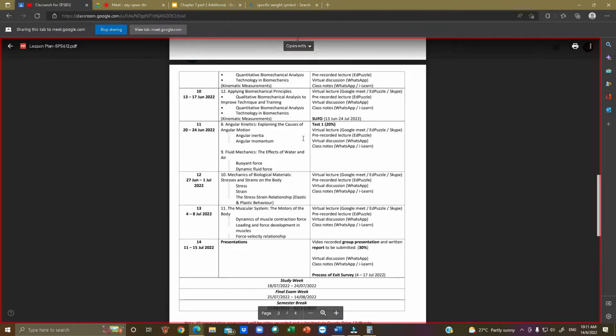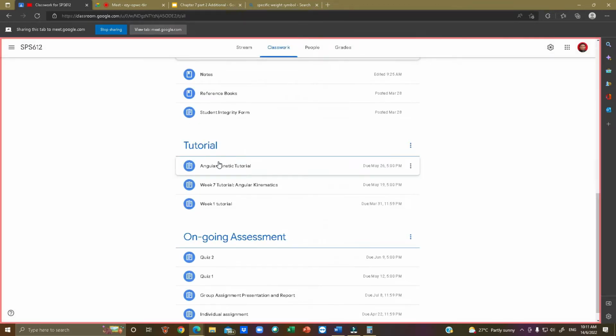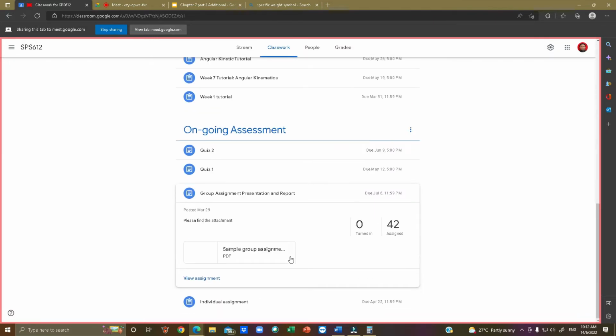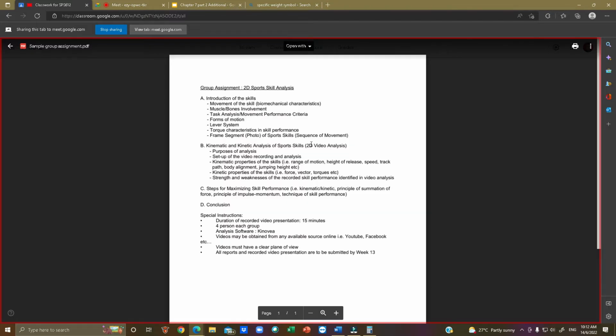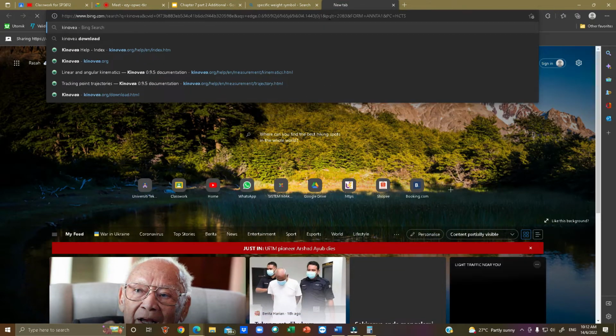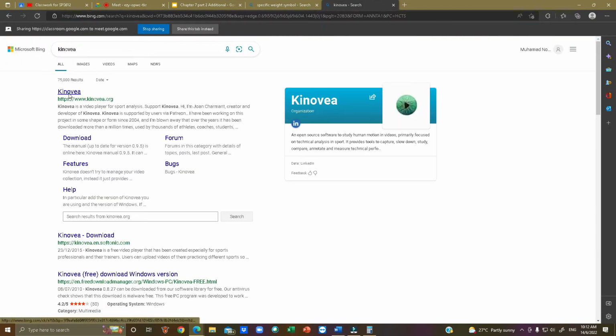Second one is about your group presentation and report. Okay, ni assignment kedua kamu. Group assignment, presentation, and also report. Alright, so here what you need to do is actually conduct a sport skill analysis by using two-dimensional methods. The most common one is actually a software known as Kinovea lah. Kinovea.